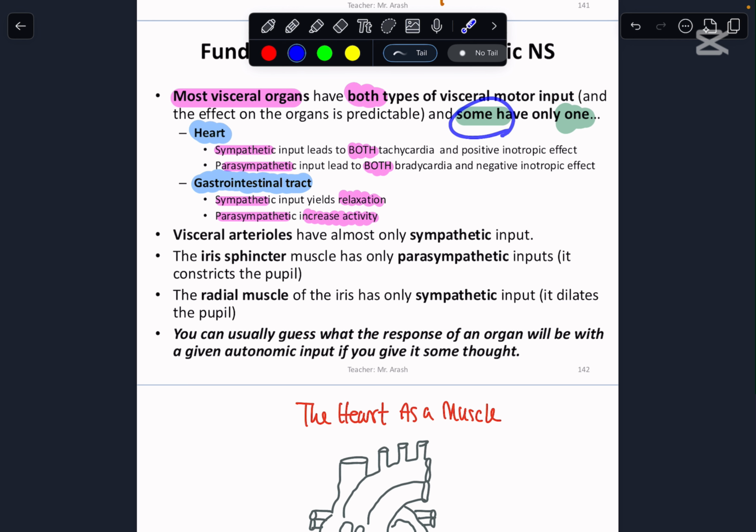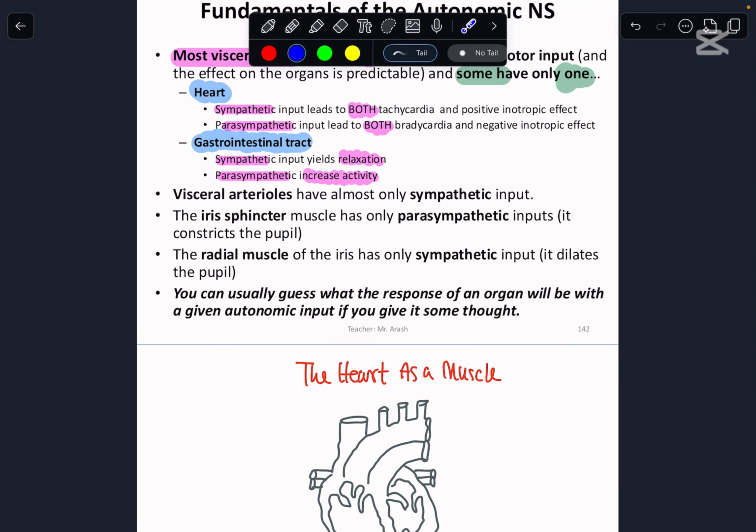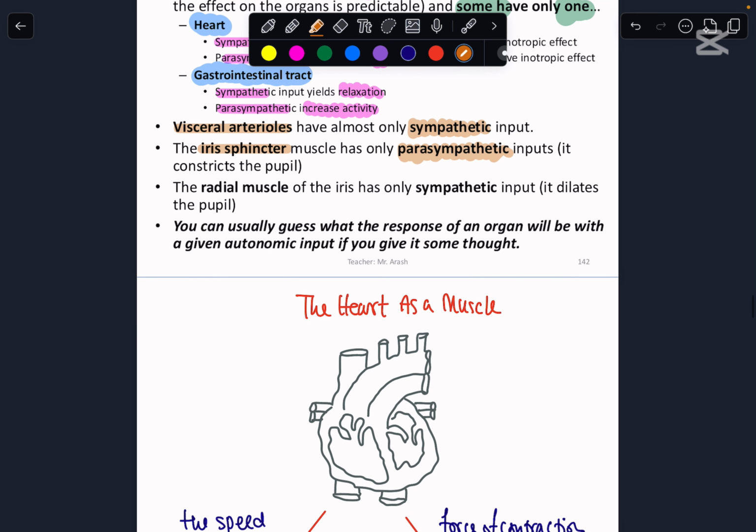There are organs, as mentioned here, that are only innervated by one system, not the other. One example is visceral arterioles, which only have sympathetic input, whereas the sphincter of the iris only has parasympathetic input. We'll talk about the sphincter muscle of the iris in the eye, in the ear and eyes class. The radial muscle of the eye, on the other hand, only has sympathetic innervation.